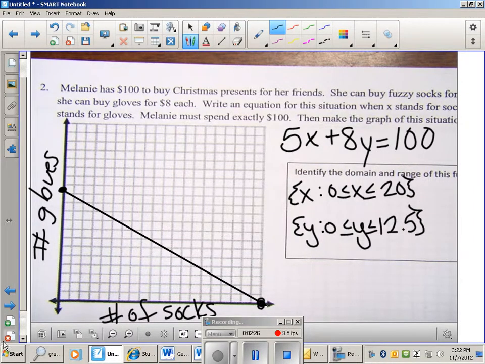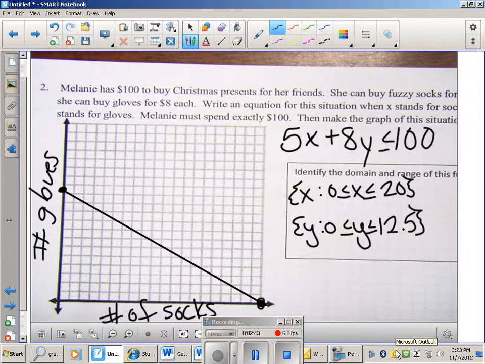And then when you get down to part C, it says, what happens if Melanie can't spend exactly $100? Because it's pretty rare for someone to spend an exact amount shopping. But she can spend up to $100, which is a little bit more realistic.